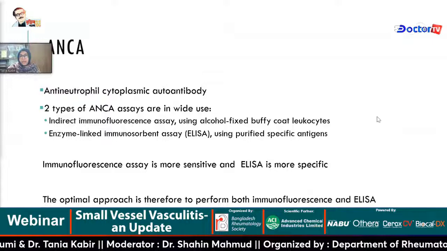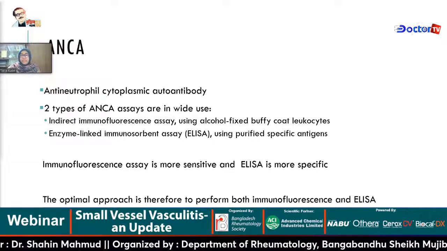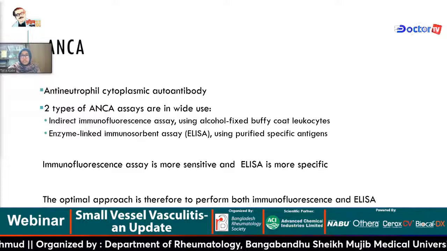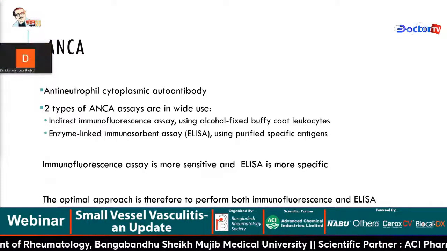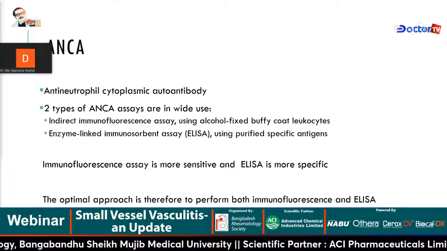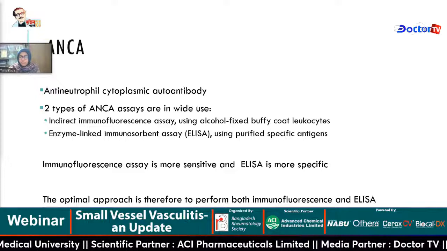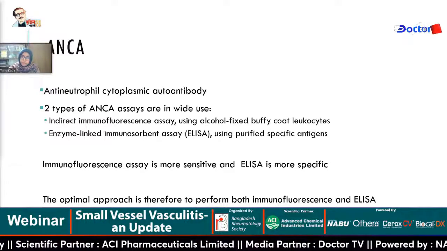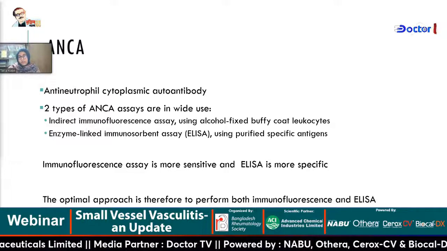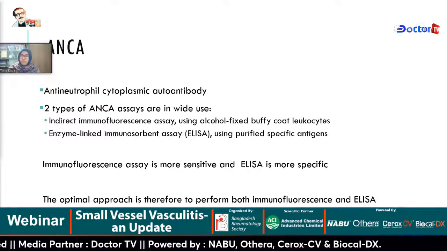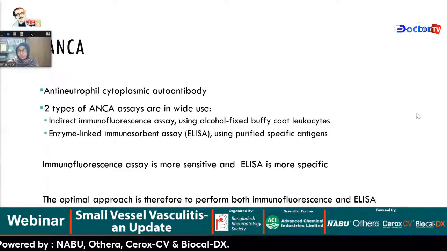ANCA stands for anti-neutrophil cytoplasmic autoantibody. Two types of ANCA assays are widely used: the indirect immunofluorescence assay and the enzyme-linked immunosorbent assay, which is the ELISA. The immunofluorescence assay is more sensitive and ELISA is more specific. There is controversy about the optimal method for detecting ANCA. Some advocate performing both immunofluorescence and ELISA, but some advocate performing the ELISA, as it is more specific.